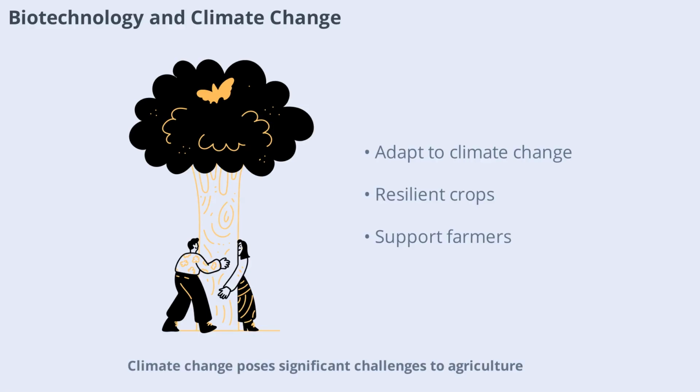Climate change poses significant challenges to agriculture, including extreme weather and shifting growing seasons. Biotechnology offers tools to develop crops that can adapt to these changes, such as heat-tolerant or flood-resistant varieties. By supporting climate-smart agriculture, biotechnology helps farmers build resilience and maintain productivity in a changing world.